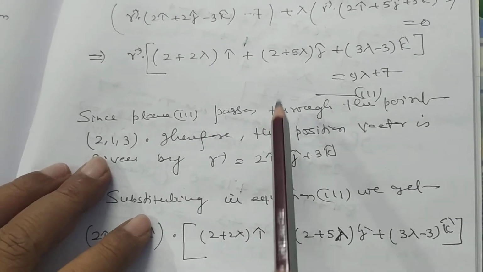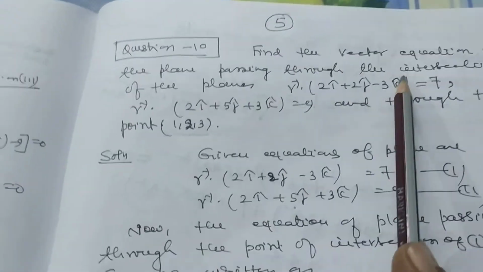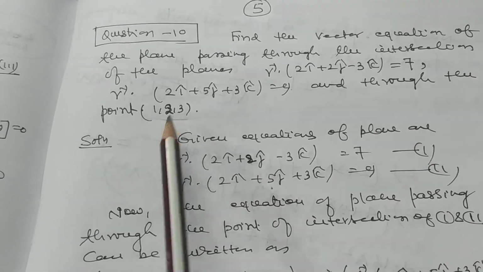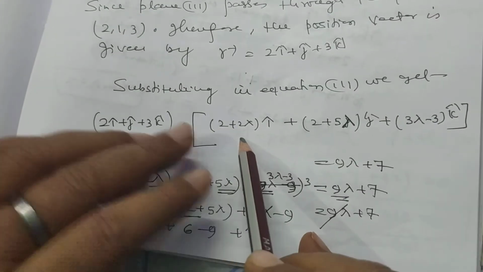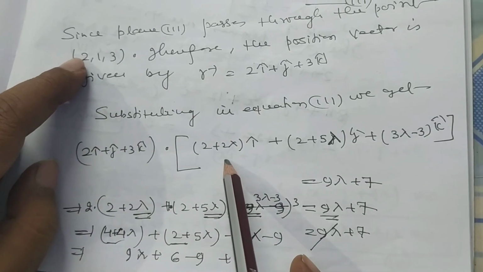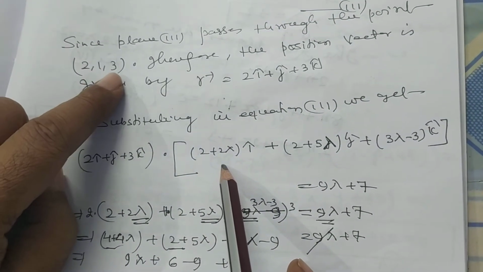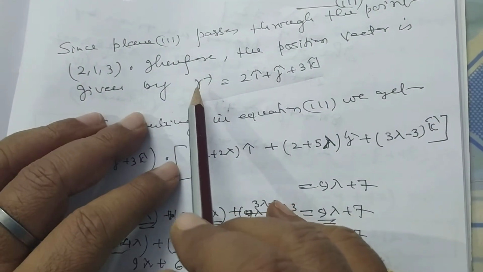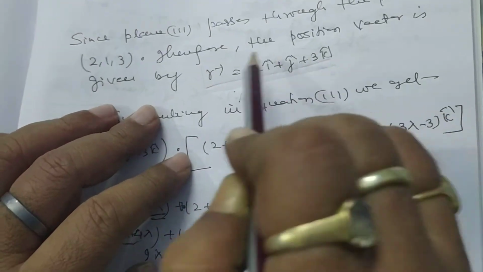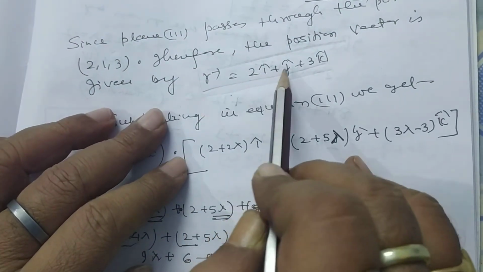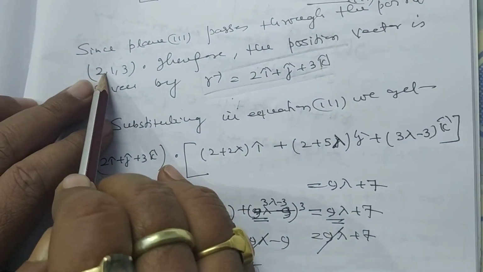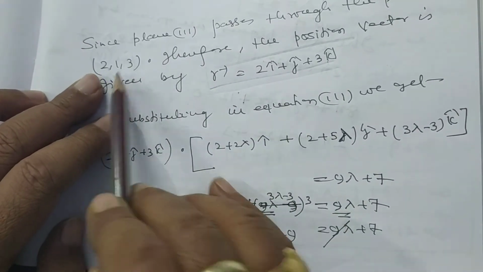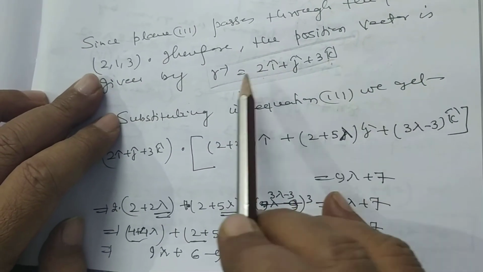Since this third plane passes through the intersection of these two planes and passes through the point (2, 1, 3), instead of x, y, z we put here 2, 1, 3. So now the position vector is r = 2i + j + 3k. Now this is the point through which the plane is passing. So instead of vector r, we write 2i + j + 3k, the position vector of r.